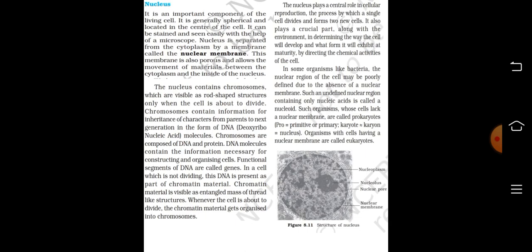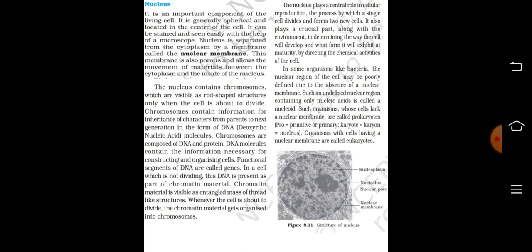DNA molecules contain the information necessary for constructing and organizing cells. Functional segments of DNA are called genes. In a cell which is not dividing, this DNA is present as a part of chromatin material. Chromatin material is visible as entangled mass of thread-like structures. Whenever the cell is about to divide, the chromatin material gets organized into chromosomes.